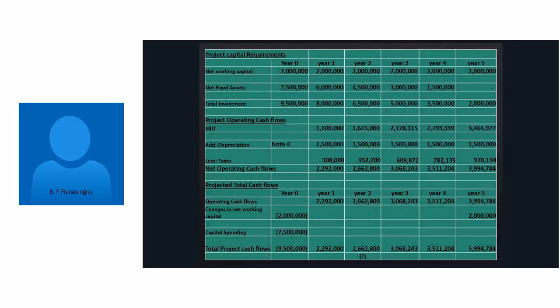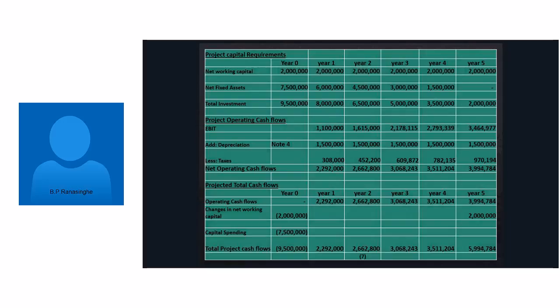So operating cash flows, when you take the earnings before interest and tax, we need to add back depreciation since we have already deducted it, to obtain the net operating cash flows. Then we need to deduct taxes, since we have already taken the earnings before interest and tax.